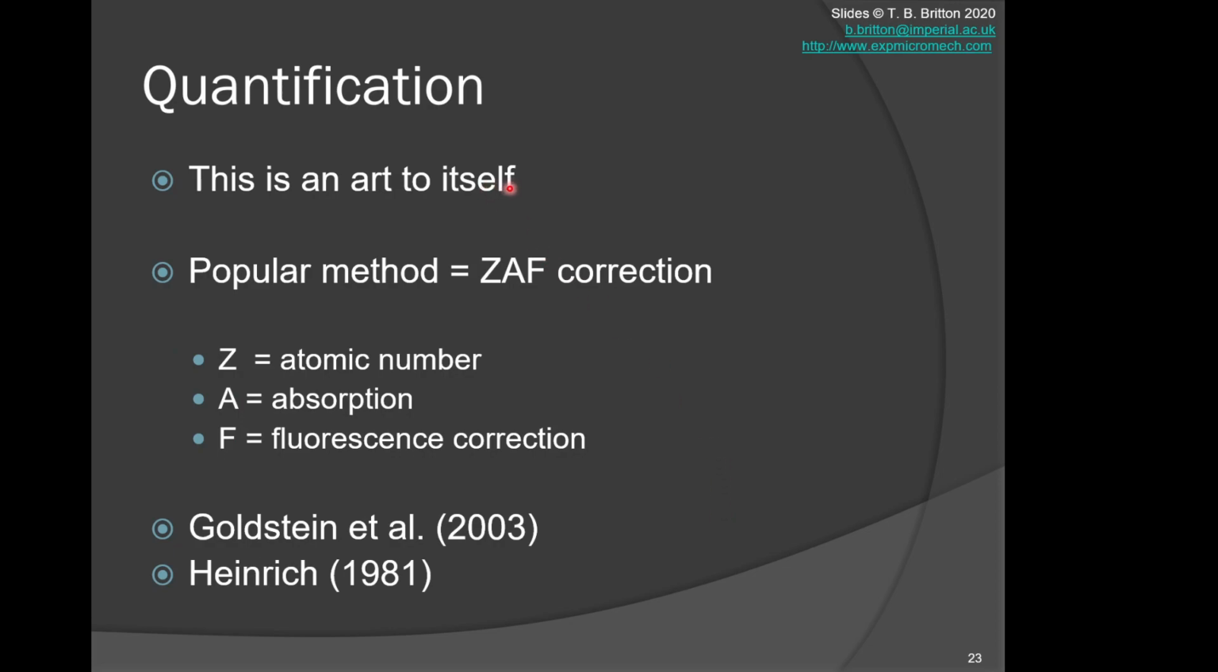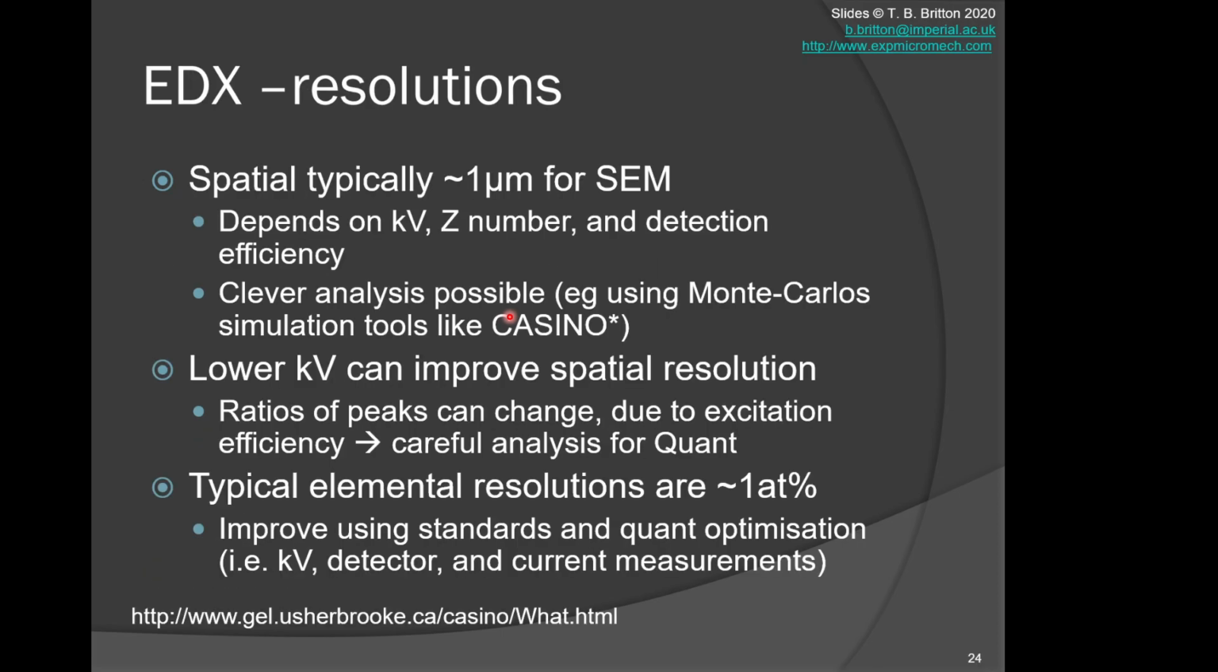Quantification is an art in itself and requires some skill, practice, and experience. Often you'd use something like a ZAF correction to do this, where Z is the atomic number, A is absorption, and F is fluorescence. This is as described in a couple of papers. It's created in algorithms in the software. The trick is to look at a standard sample and check that you get a composition that you know before you use this in anger on something that is uncertain.